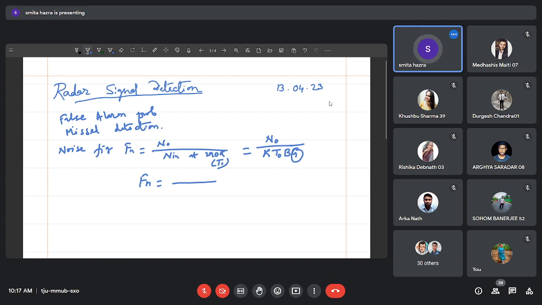G can be written as S out by S in, isn't it? S out by S in. So if I replace the G factor with S out by S in, that means the output signal by the input signal, then can we write for this F in as this S in will be in the numerator. So S in, this kTBG, that will be the N input. So that can be written totally in the numerator. And S out is already in the denominator. So S out, and N out was in the numerator. So we can write it in the form of like.